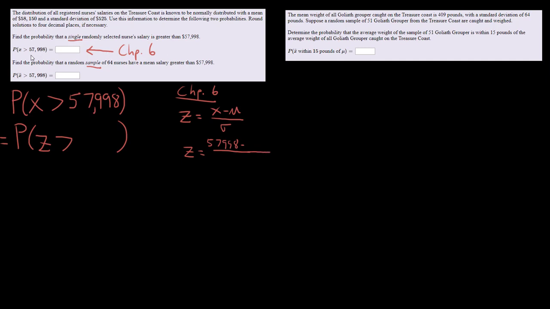We should probably jot that information down. It's always good to write down the important information. Mu is equal to 58,150. We should probably jot down sigma too. Sigma is the population standard deviation, which is 525. Okay, so now we're going to go back. We're subtracting off the mean, so 58,150. And we're going to divide by the standard deviation, which is 525.